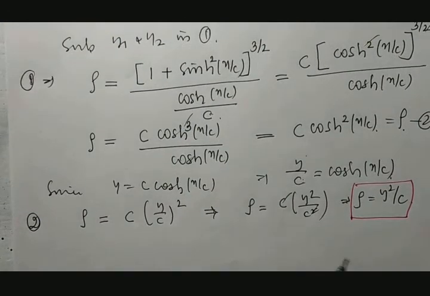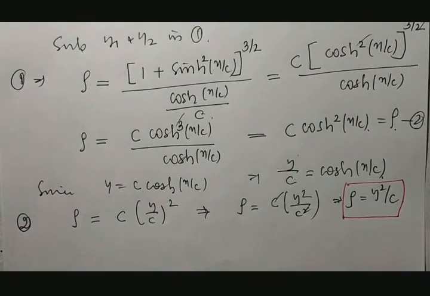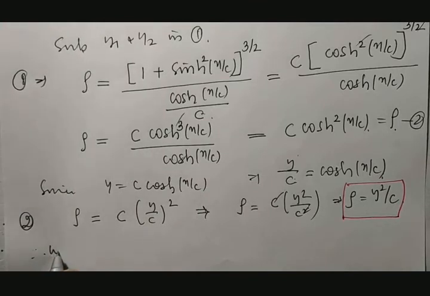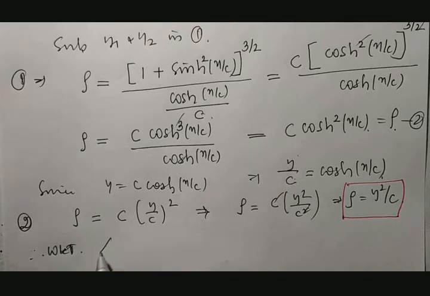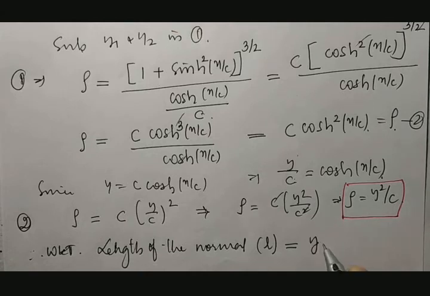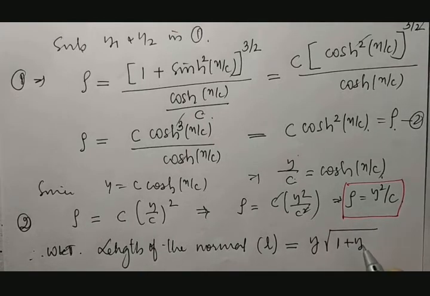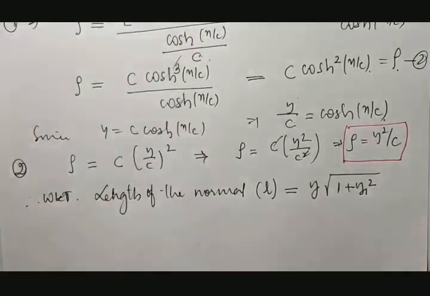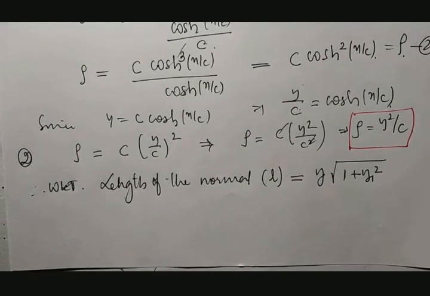Then we proceed to get the next result. What will be that next result? The length of the normal has to be calculated. Therefore, we know that the length of the normal, if we take it as L, what is the formula for this? Length of the normal L is equal to y into square root of 1 plus y1 square. This is the length of the normal equation.